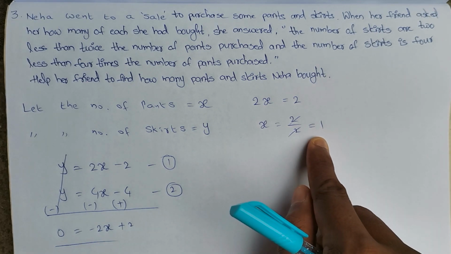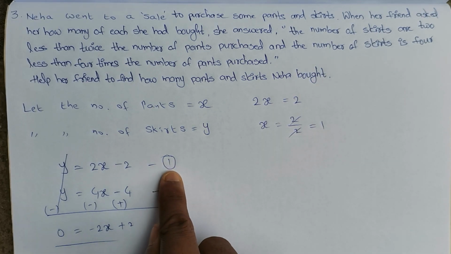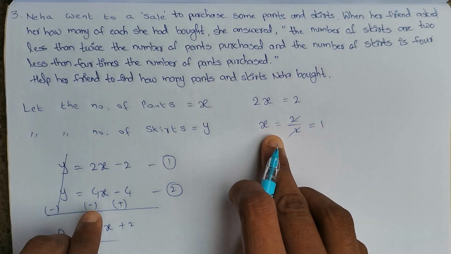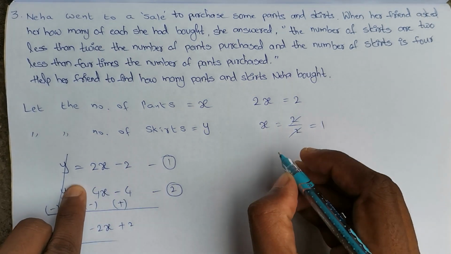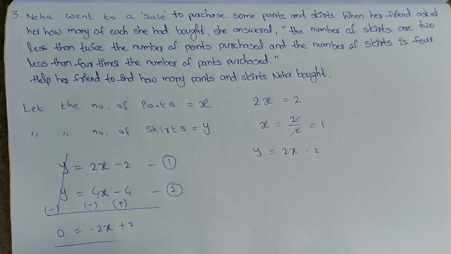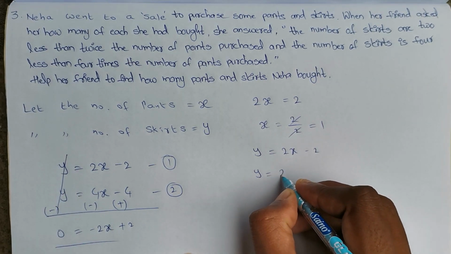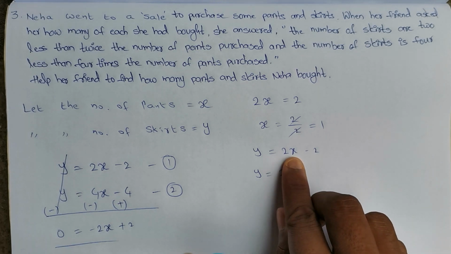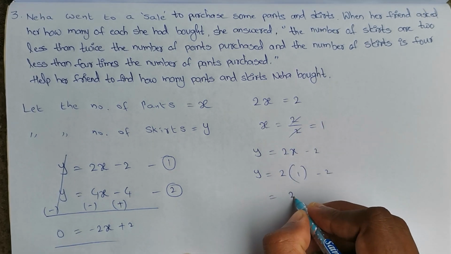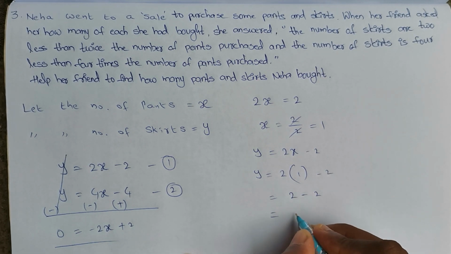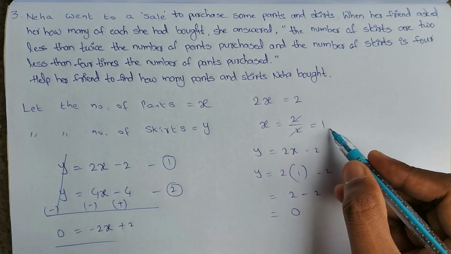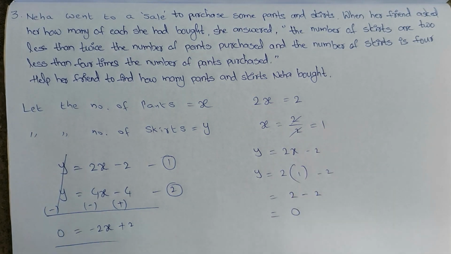Now this x value we can substitute in the first equation or the second equation to get the y value. So I am substituting x in the first equation. y equals 2x minus 2 is the first equation. y equals 2 into, in the place of x, the number 1, minus 2. 2 ones are 2, minus 2, 2 minus 2 is 0. Here the x value we got is 1, whereas the y value we got is 0.